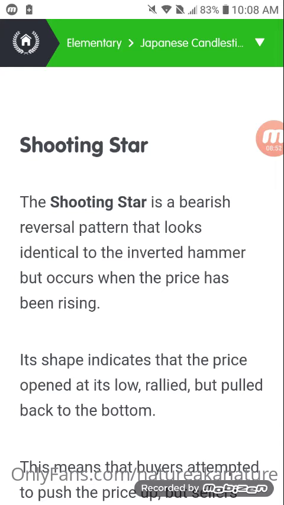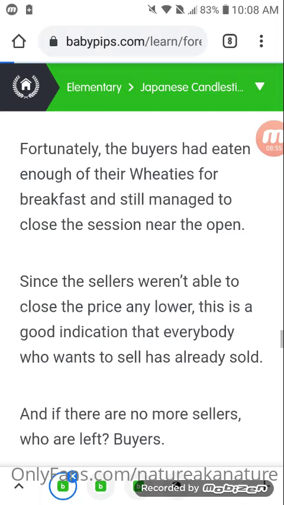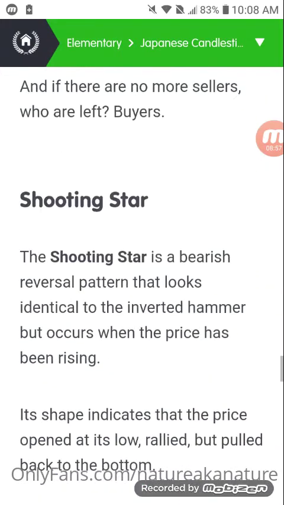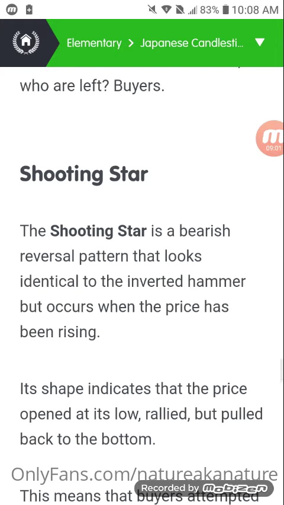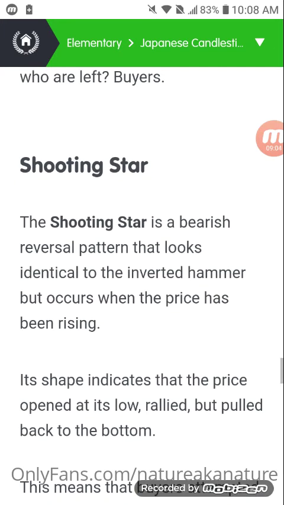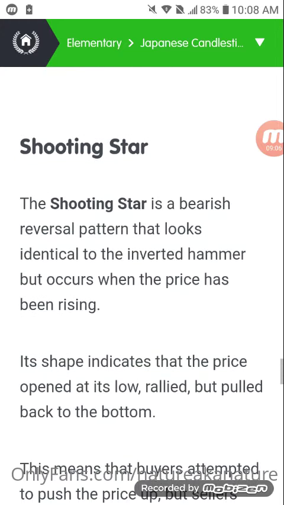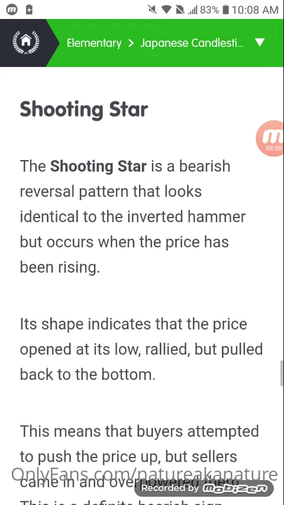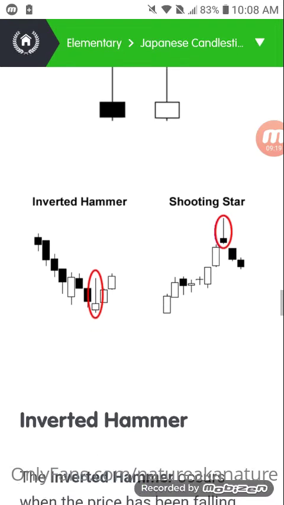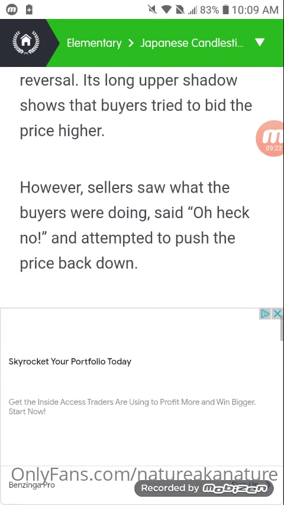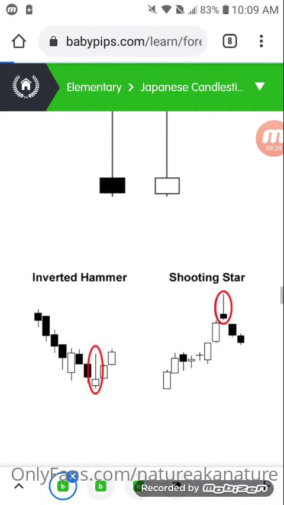The inverted hammer occurs when price has been falling. The shooting star is a bearish reversal pattern that looks identical to the inverted hammer, but it occurs when price has been rising. You can see the shooting star occurs at the end of an uptrend as a possible reversal pattern. Very strong. Usually it is a reversal pattern when you see a shooting star, especially on the daily or the 4-hour chart.